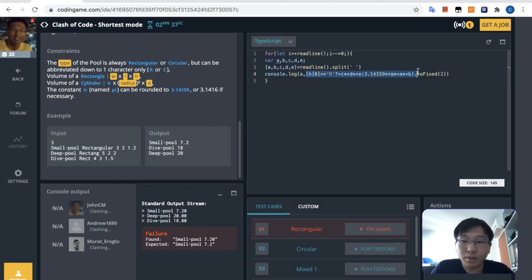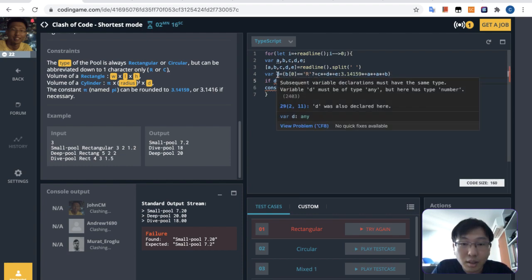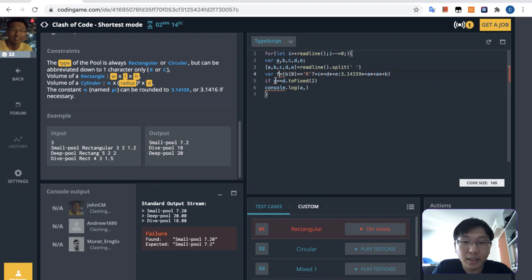Okay, let's try to do this. So variable d equals this. If d equals d.toFixed. Okay, why? Oh, because I declared again. So let's call it f. If f equals f.toFixed.